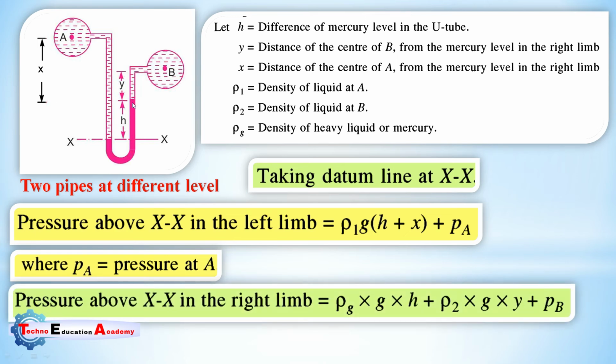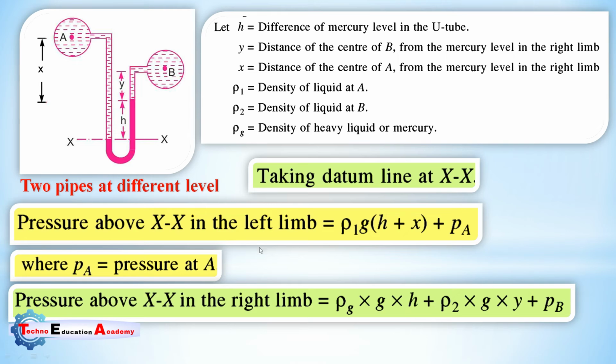Here you can see that there are two liquids. The first one is the heavy liquid, filled up to height h, and the other liquid has density rho2, the light liquid. Its liquid column is y. So at point B, the pressure due to the liquid column of mercury is rho g h. Rho g, the density of heavy liquid, g 9.81, the gravitational acceleration, and h, the height column of mercury.